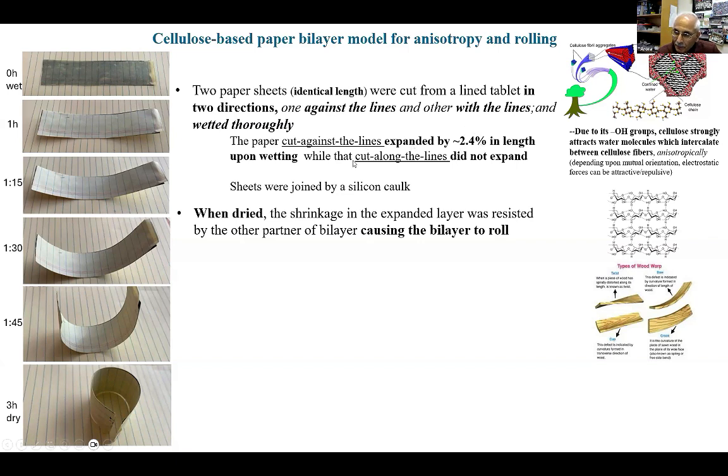length upon wetting, whereas the one that was cut along the lines did not expand. So you can already see this anisotropic behavior here. Okay, and these two sheets were joined by silicone caulk after they were wetted. And when you dry them, the shrinkage in the expanded layer was resisted by the other partner, which did not expand, and that caused these paper sheets to warp like that.